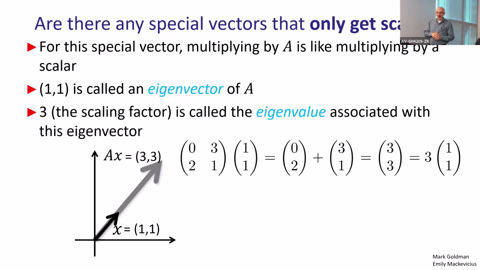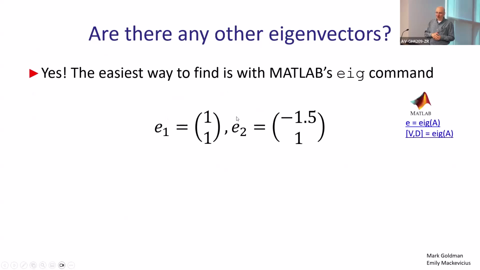Yes, this is how you can look at it. All right, so the eigenvector here is 1, 1, and the eigenvalue is 3, which is a scaling factor. Now, how about other vectors? Obviously you can compute that by hand. I will show you some simple examples.